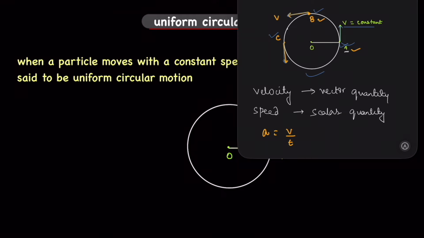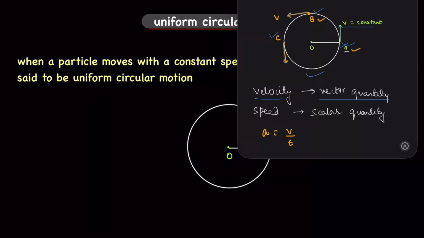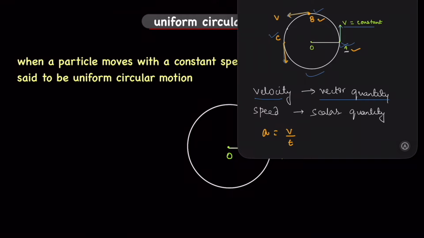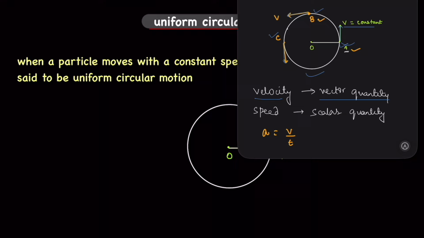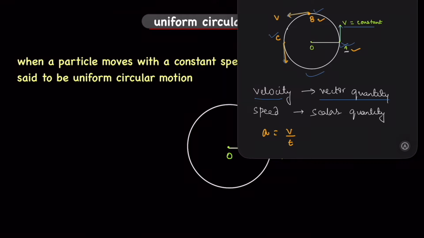So we know that velocity is a vector quantity. It means that it has both magnitude as well as direction. Here speed is constant, so magnitude is the same, but direction is changing. And when the direction is changing, the velocity will change. And when the velocity changes, acceleration is formed, because rate of change of velocity is the acceleration, meaning a = v/t.